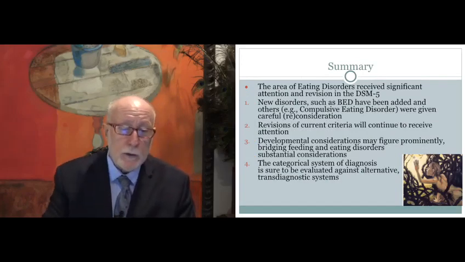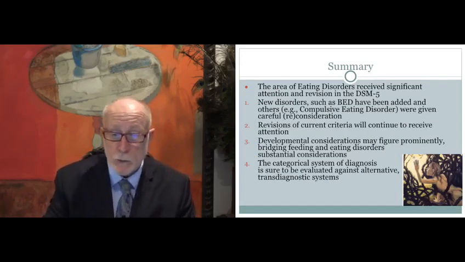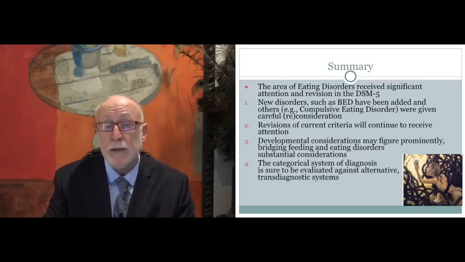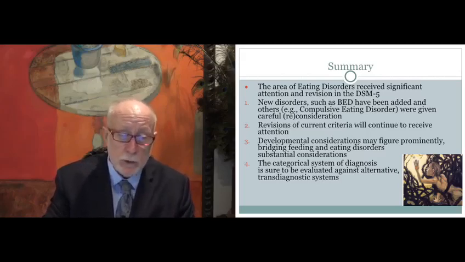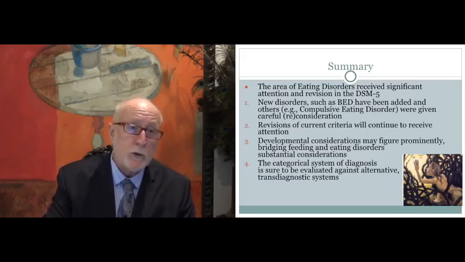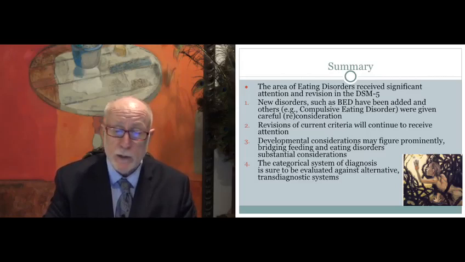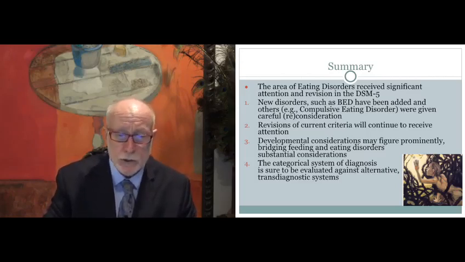Okay, last thing I'll mention, just by way of summary of things we've talked a bit about. We talked about the area of eating disorders has received very significant revision in the DSM-5. It combines together the old feeding disorders of infancy and early childhood and the eating disorders of adolescence and adulthood, and now it's just one common category. It's called feeding and eating disorders. We've seen that new disorders have been added in. Binge eating disorder is an example of a new disorder added in. Compulsive eating disorder was considered but not included, and there have been some criteriological changes and revisions like we talked about in anorexia and in bulimia.